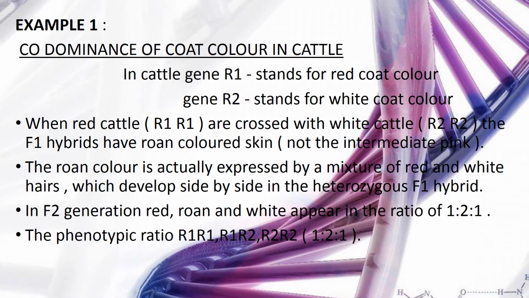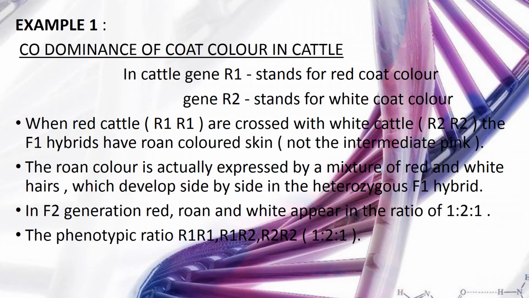Example 1, codominance of coat color in cattle. In cattle, gene R1 stands for red coat color, and gene R2 stands for white coat color. When red cattle are crossed with white cattle, the F1 hybrids have roan colored skin, not the intermediate pink.